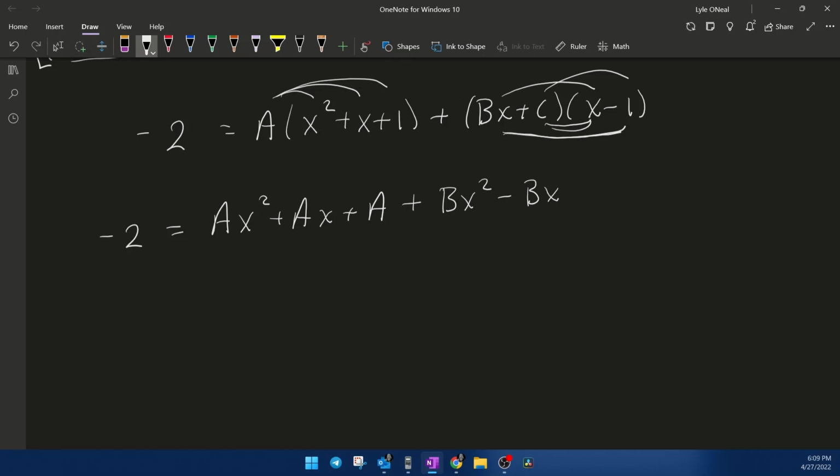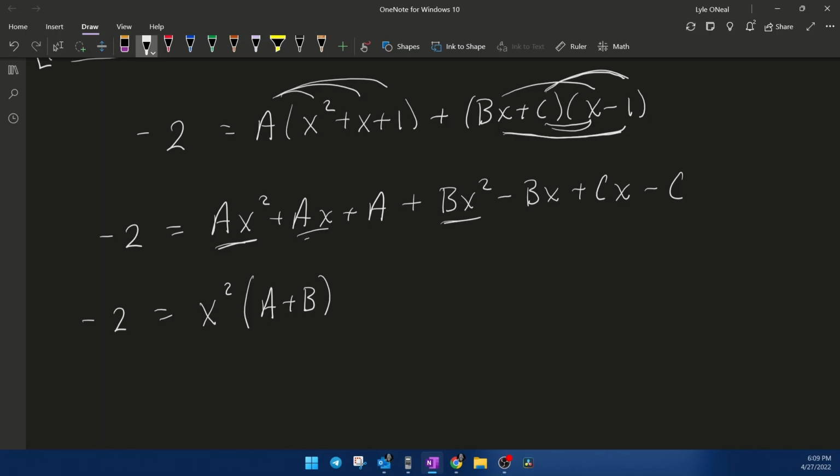On the inside, we have a plus cx. Last but not least, we have a minus c. And now we need to combine like terms. I've got an ax squared and a bx squared. Those are like terms. I'm going to factor out the x squared, which would leave me a plus b.